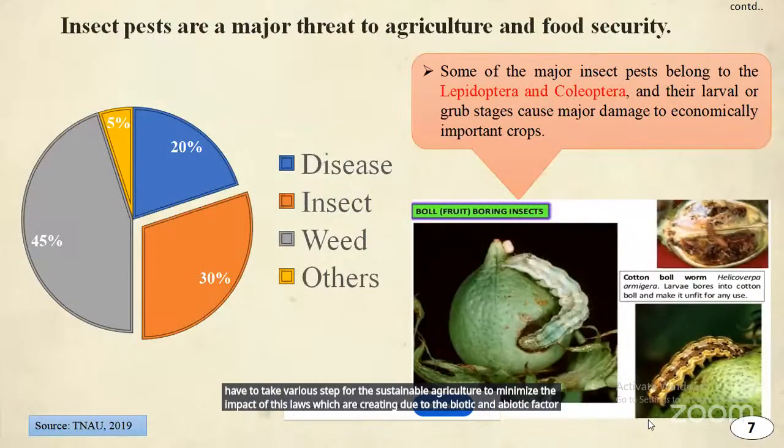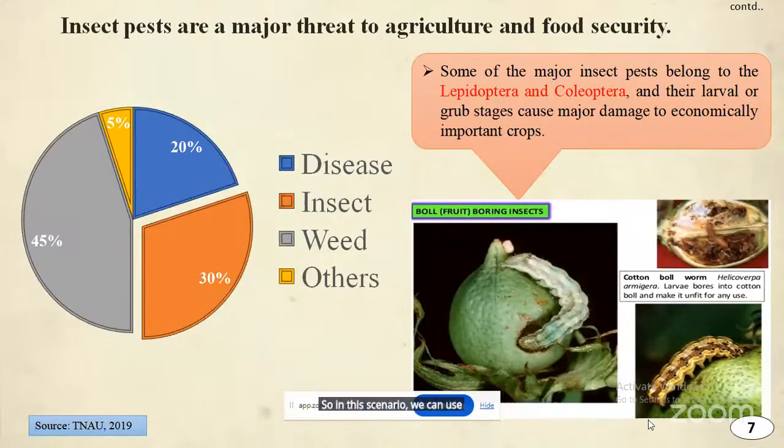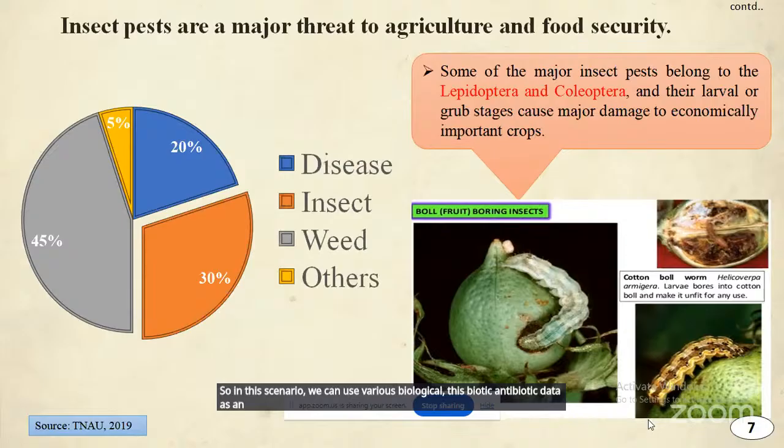So in this scenario, we can use various biotic and abiotic data as a source that can be trained into different devices that can sense and predict whether there is a change in the abiotic factor in your field, or whether a new biological factor such as a pest is drastically appearing in your field.